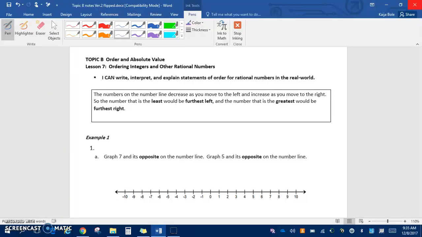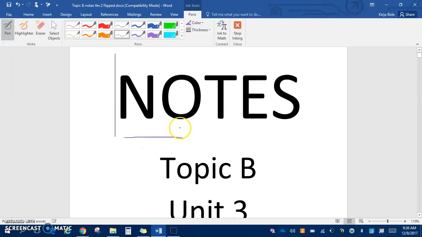So we're here on the first page of your note packet, on page 1, and first I want to go over the box. It says the numbers on the number line decrease as you move to the left, and increase as you move to the right. So the number that is the least would be the farthest left, and the number that is the greatest would be the farthest right.